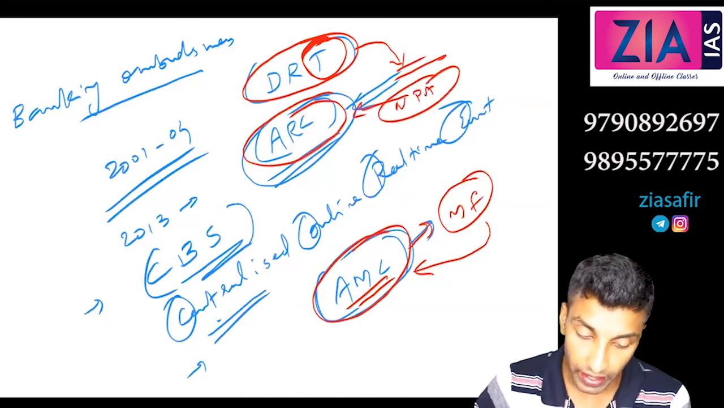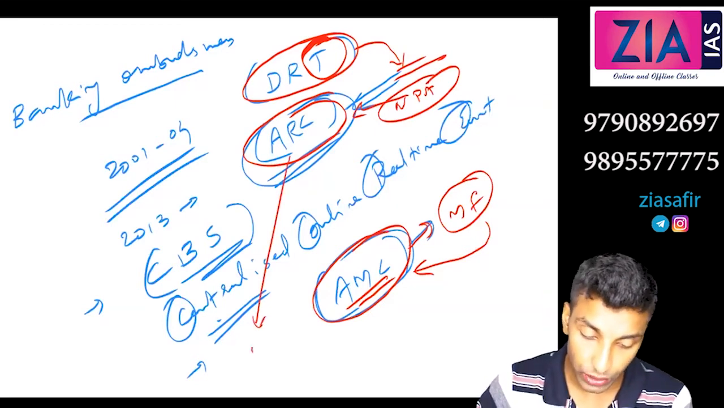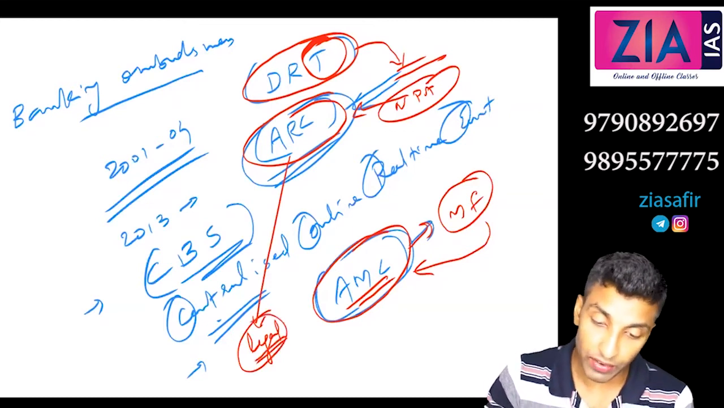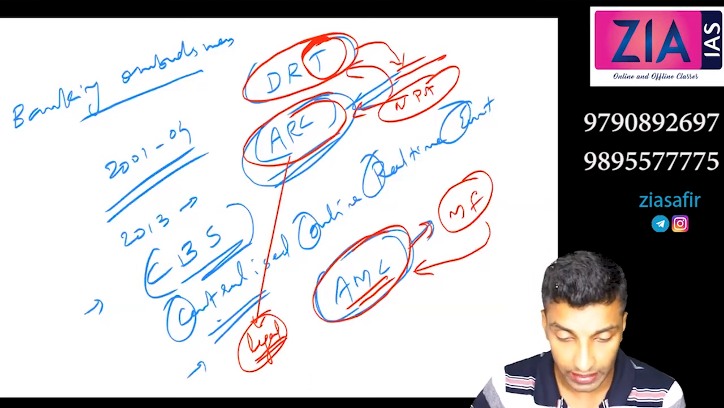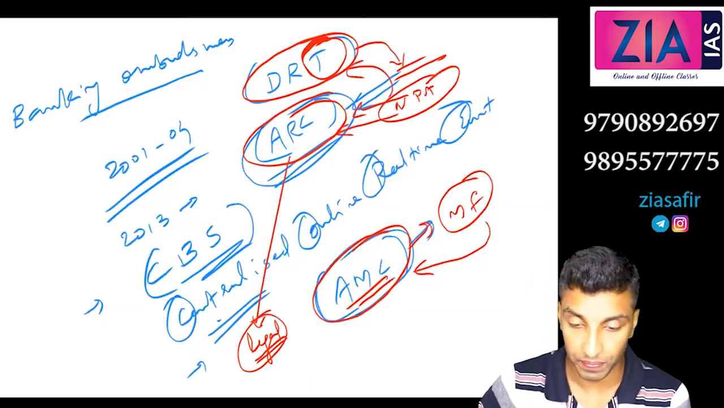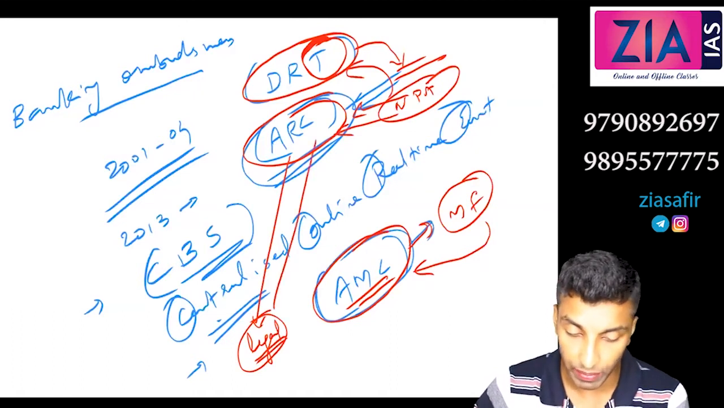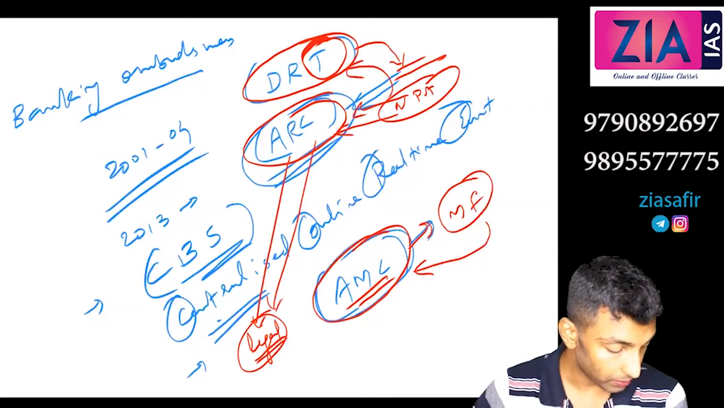Now ARC will recover it from the loanee, and ARC can only recover through legal means. You cannot send goons to get this money. Otherwise bank has to be behind this if it is directly DRT. So instead bank can sell this to ARC at a discounted price. So some discount will be there, and this ARC can recover it from the other party through legal channels.